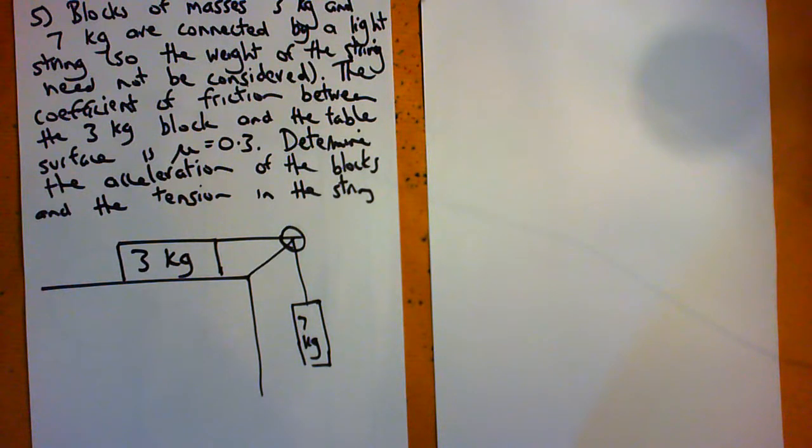Blocks of masses 3 kilograms and 7 kilograms are connected by a light string, which means that we can ignore the weight of the string. The coefficient of friction between the 3 kilogram block and the table surface is mu equals 0.3. Determine the acceleration of the blocks and the tension in the string.